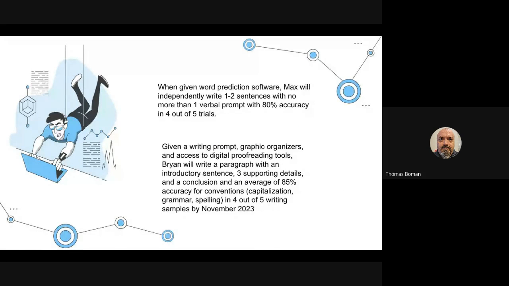All right. So here are some other goals. When given word prediction software, Max will independently write 1 to 2 sentences with no more than 1 verbal prompt with 80% accuracy in 4 out of 5 trials. So this one is a little bit different than the last one. I think she's chomping at the bit.